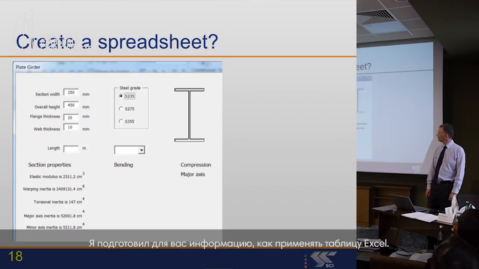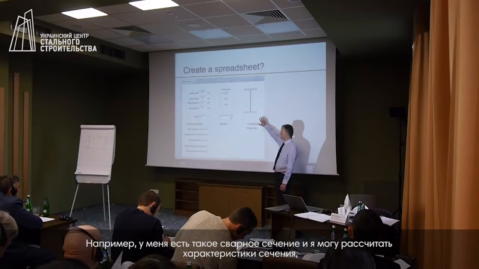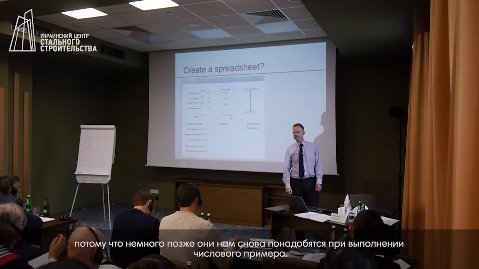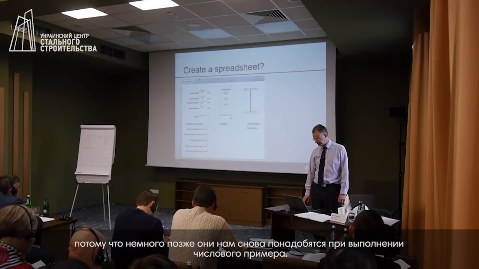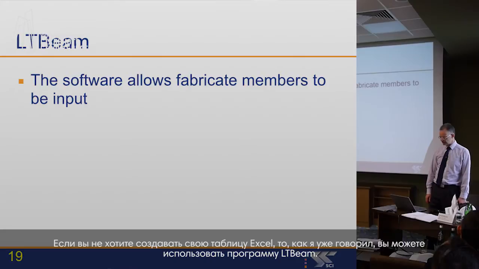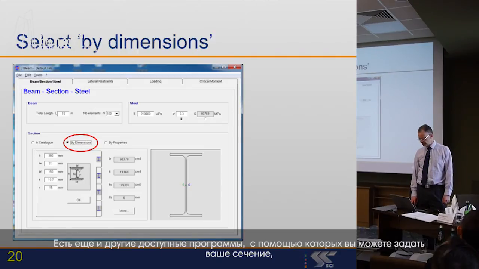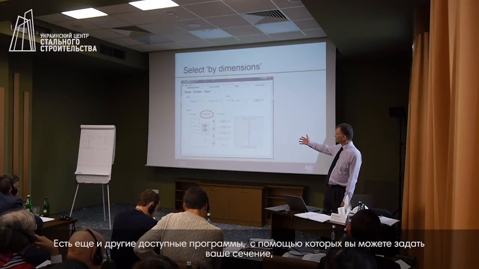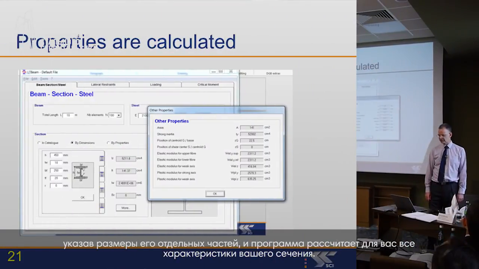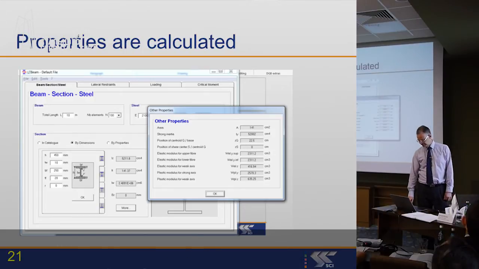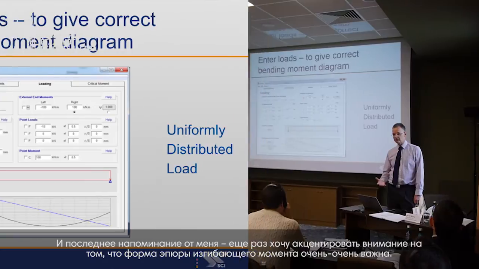So for you today, I have written some Excel. So I can enter a member fabricated from steel plate, and I can calculate the section properties, because we are going to need those a little bit later on when we do a worked example. If you don't want to write your own Excel spreadsheet, then I would remind you that you can use LTBeam. There are other programs available, and you can create members simply by specifying the dimensions. And then the software will calculate all the section properties for you. Final reminder from me, the shape of the bending moment diagram is very, very important.